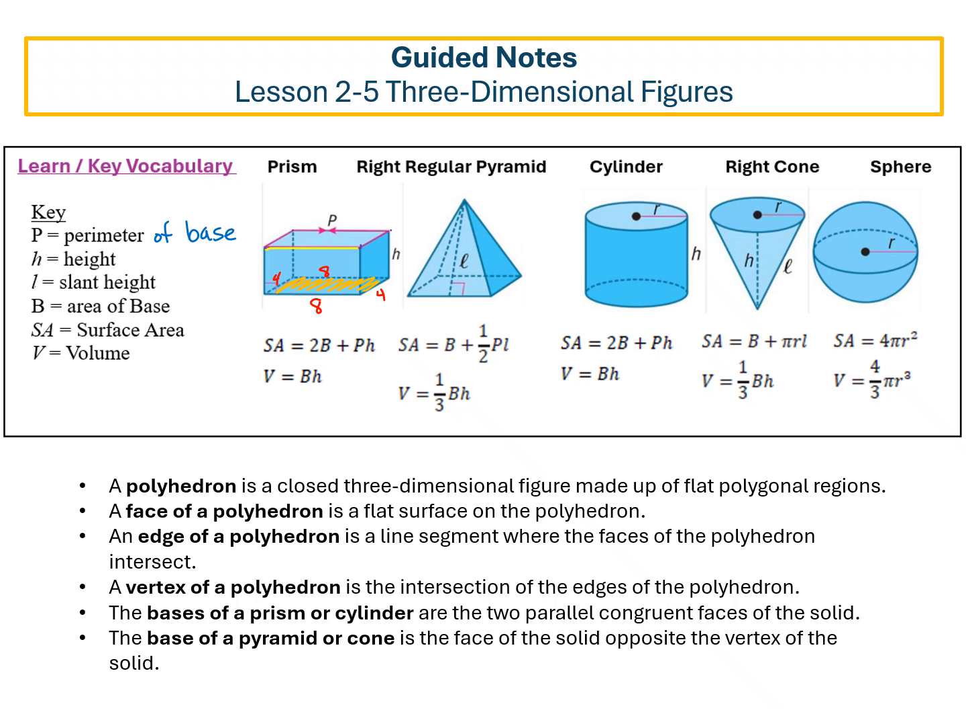And then the base of a pyramid or cone is the face of the solid opposite the vertex of the solid. So here, this appears to be a rectangle here, and then here, this is a circle opposite the vertex.